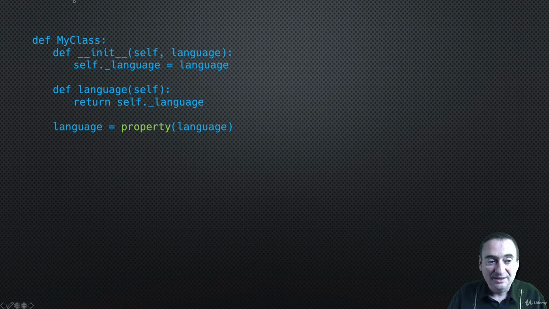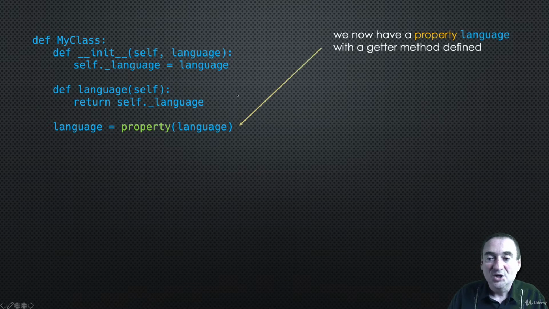So let's take a look at this class again. We could start this way. We could define a function. This is going to be basically a method when it gets called from the object, and we call it language. Now I redefine language. I'm saying language is now equal to, and I'm going to create a property object, passing it language, which is this function over here, as the getter. So we now have a property language with a getter method defined.